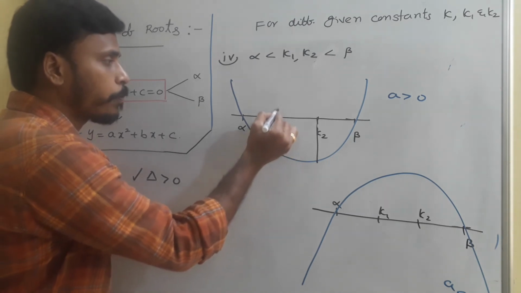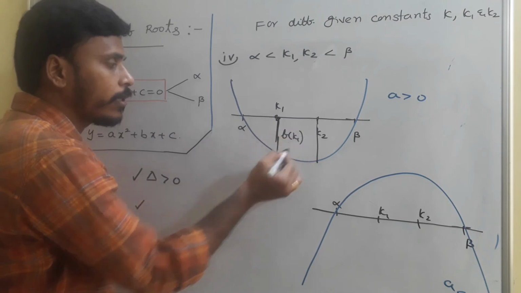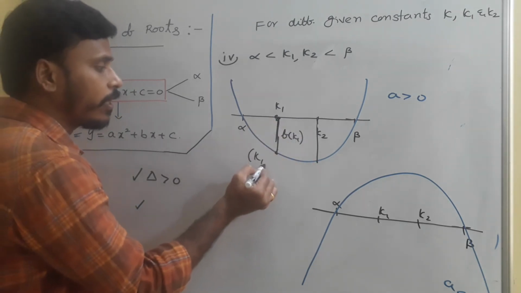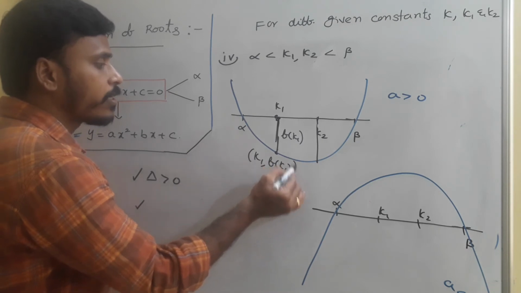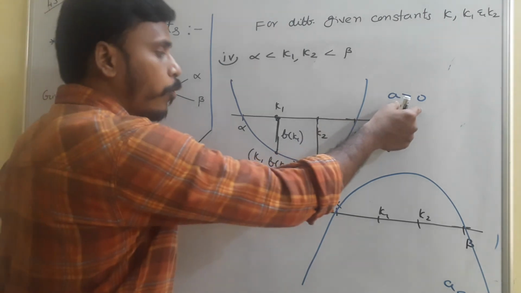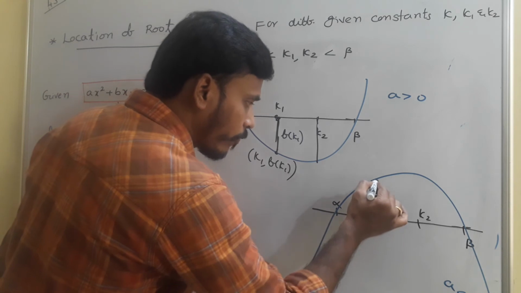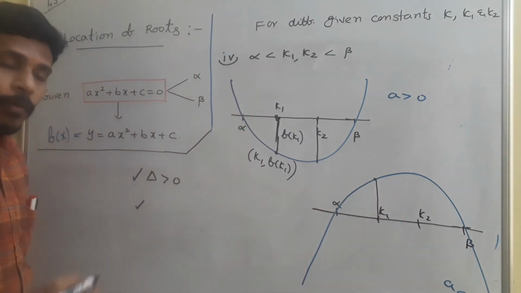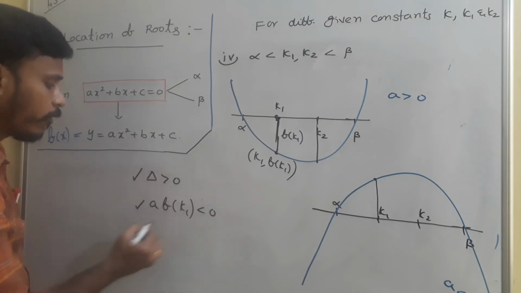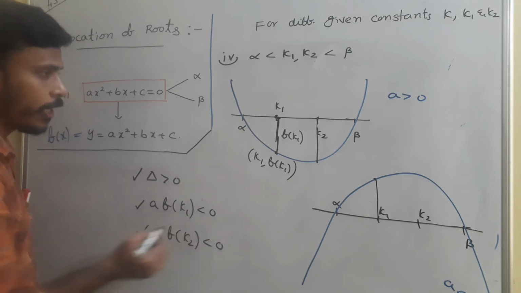As I mentioned, this point is k1, but this length is f of k1. Length in the sense of the y coordinate of the point. The point is k1 comma f of k1. Since it is below the x-axis, it is negative, so f of k1 is negative. A is positive, so when you multiply, you will get a negative sign. A is negative, f of k1 is positive; when you multiply, you will get a negative sign. So a into f of k1 is negative, as well as a into f of k2 is also negative.